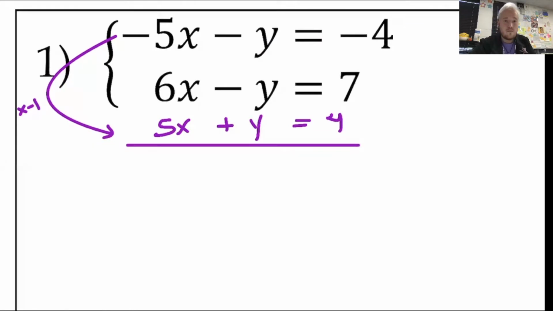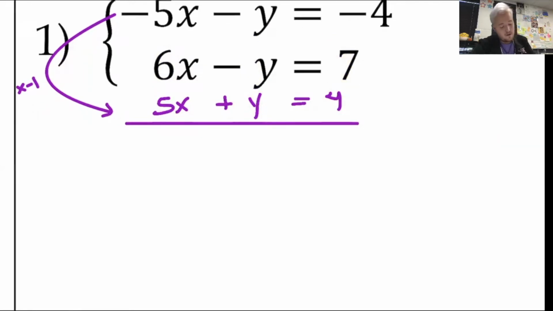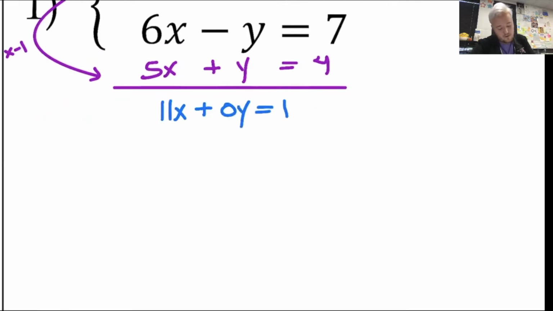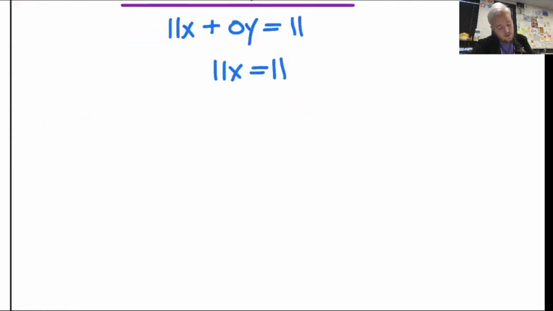There we go. All right, so now if you look, our x's are aligned, but they're not 0 pairs. Y's are aligned, those are 0 pairs. And then our c values are also aligned. So when I add, so 6x plus 5x gives me 11x plus 0y equals 7 plus 4, which is 11. Anything times 0 just gives you 0. So we're just going to have 11x equals 11. And then divide everything by 11, which gives you an x value of 1.